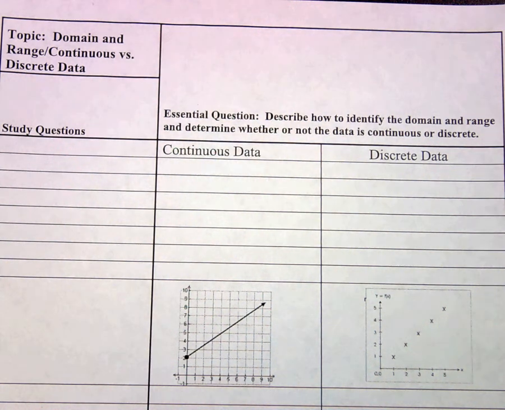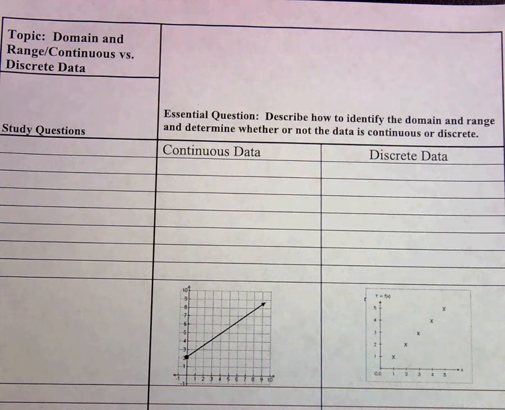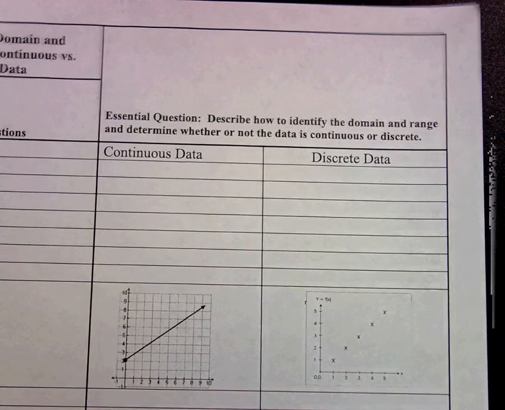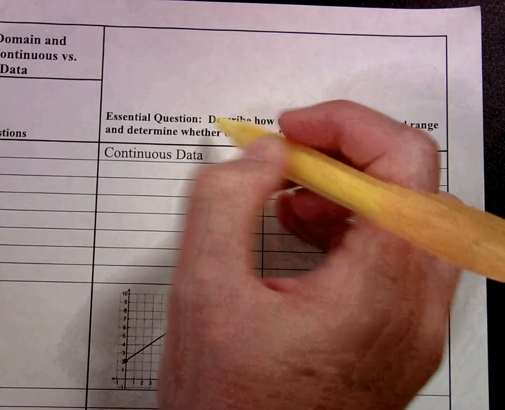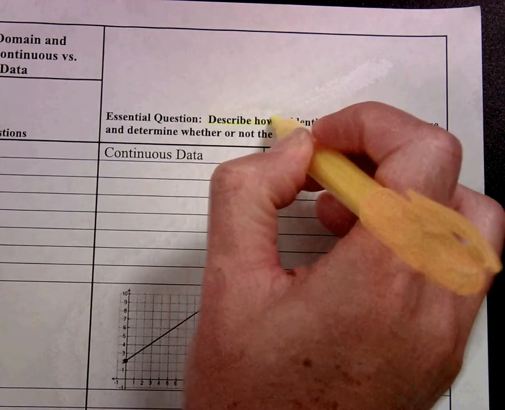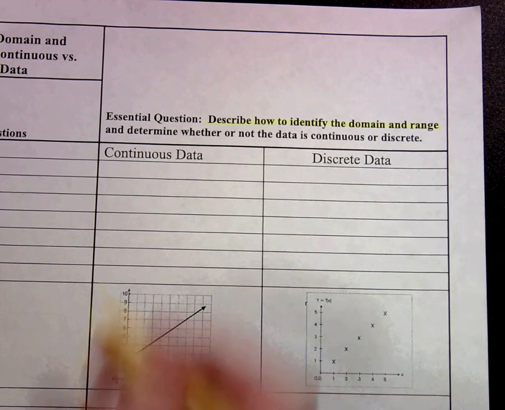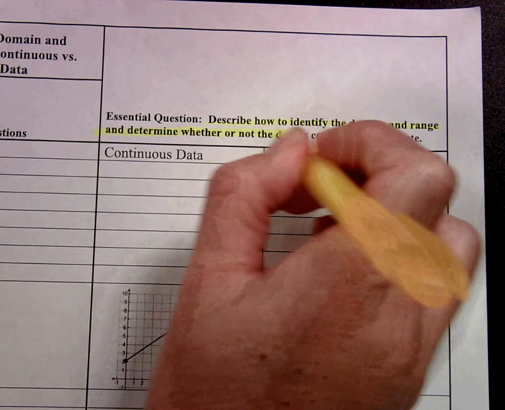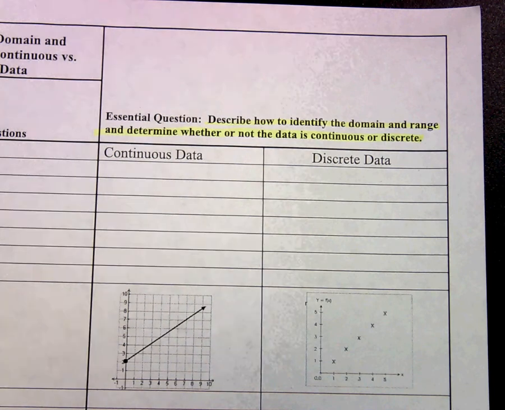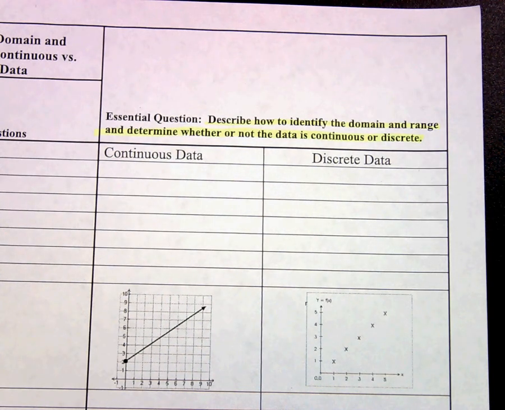This lesson today is going to focus on using domain and range from continuous and discrete data. Our essential question, or statement, today is to describe how to identify the domain and range and determine whether or not the data is discrete or continuous. These notes are going to mainly focus on continuous versus discrete.